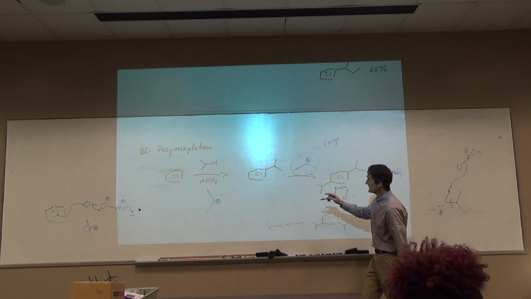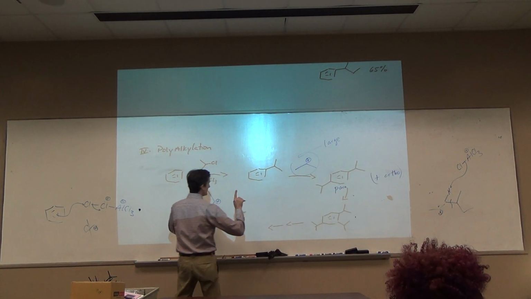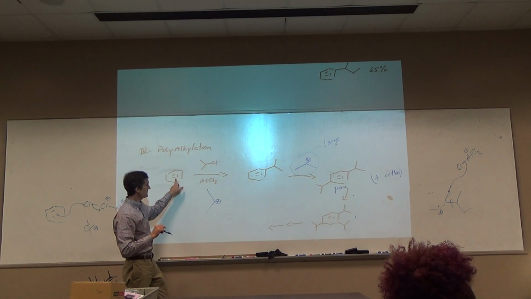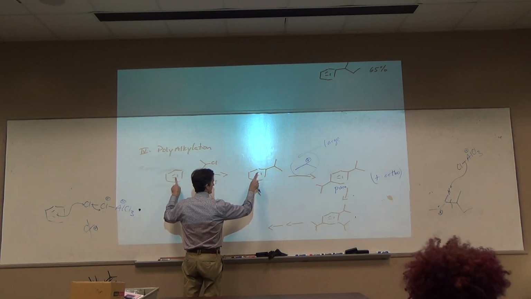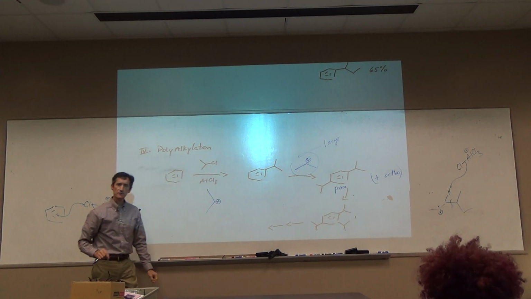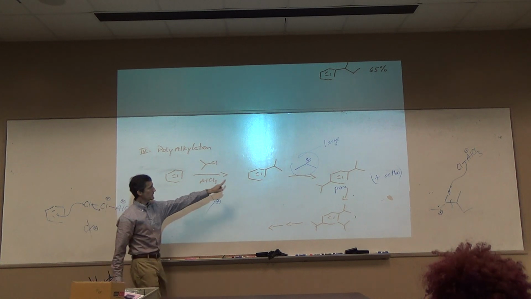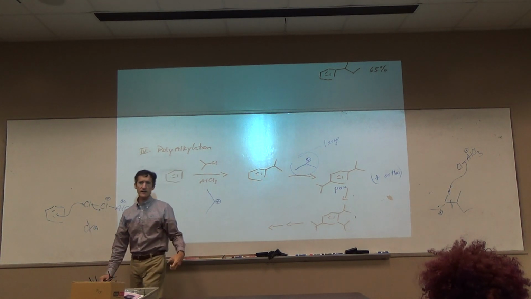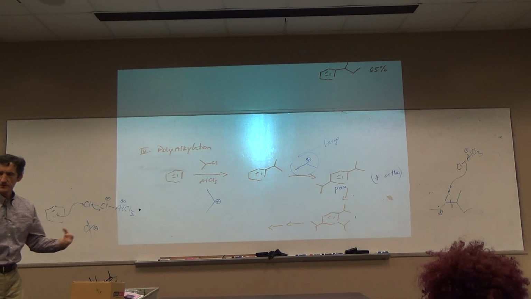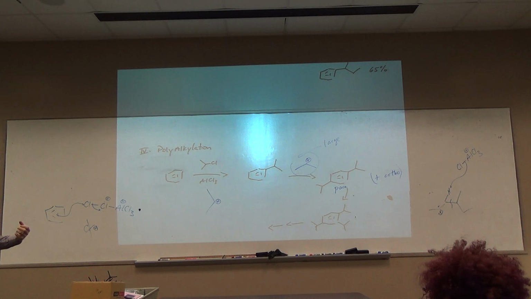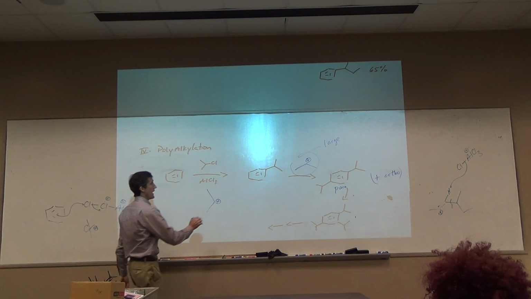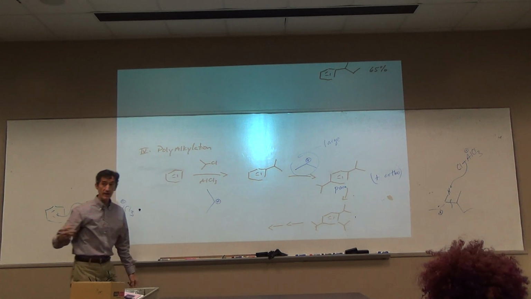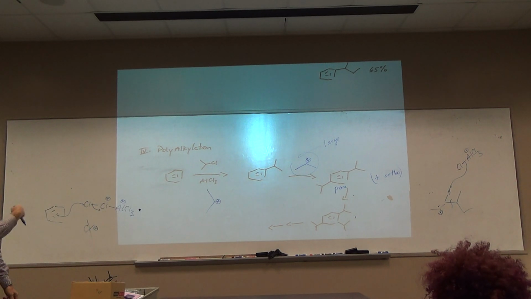Why does it react again? Which is more reactive towards EAS, the starting material here or the product? The product? Because we put on an alkyl group. What does the alkyl group do in terms of its... Weakly activate? It's activating. Isopropyl benzene is more reactive in an EAS reaction than benzene, because we added an activating group.